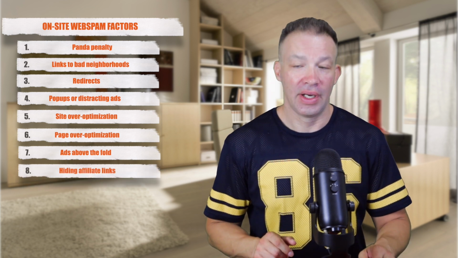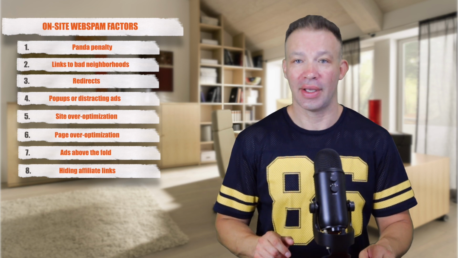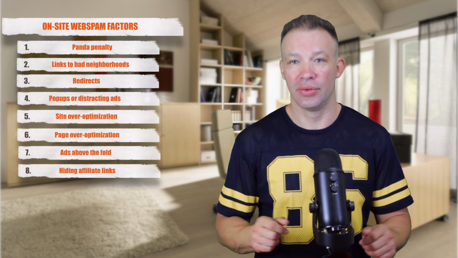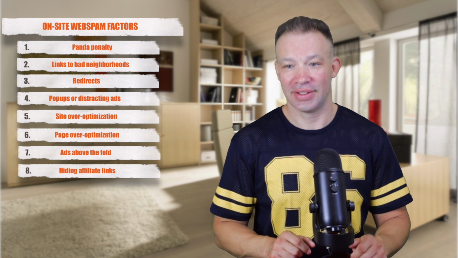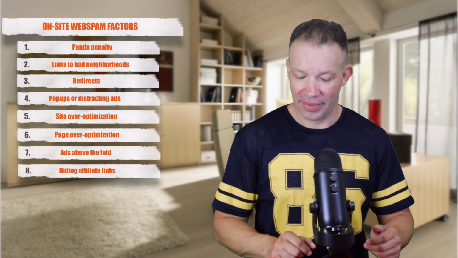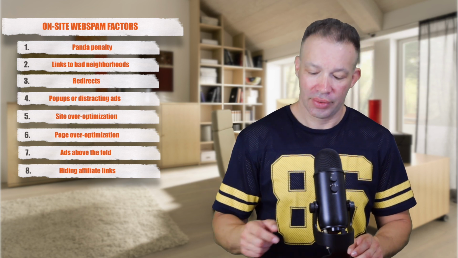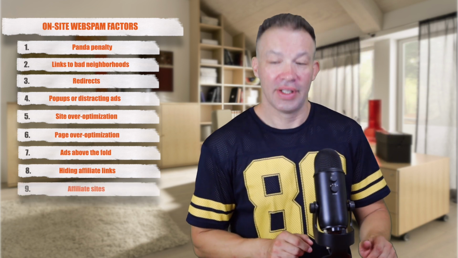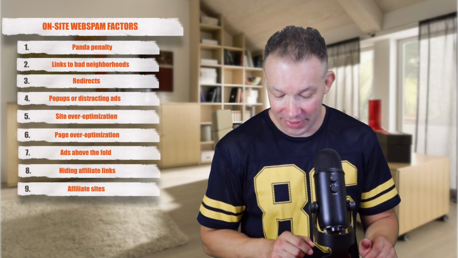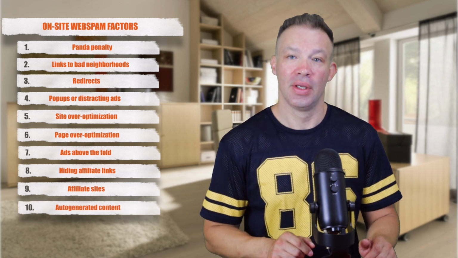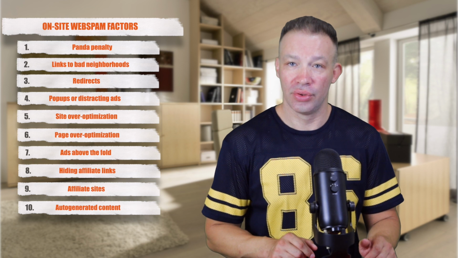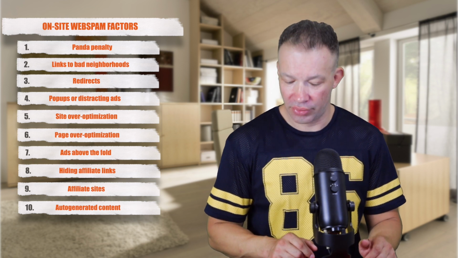Number 8, hiding affiliate links. As you can understand, Google is hiding affiliate sites, and they think that they are not as good quality as other sites. Number 9, affiliate sites in general. Number 10, auto-generated content. You need to write by yourself and not use computers or spinners to write the content.